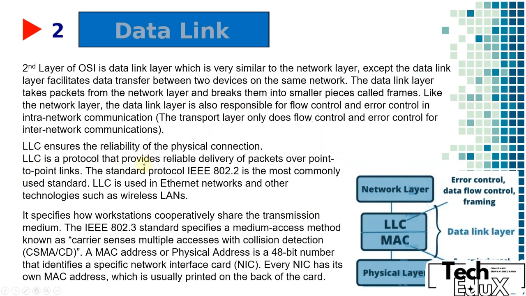So LLC is a protocol that provides reliable delivery of a packet over point-to-point links. The standard protocol IEEE 802.2 is the most commonly used standard. LLC is used in the Ethernet network and other technologies such as wireless LAN. It specifies how workstations cooperatively share the transmission medium. The IEEE 802.3 standards specify the medium access method known as CSMA/CD. This is called carrier sense multiple access with collision detection.